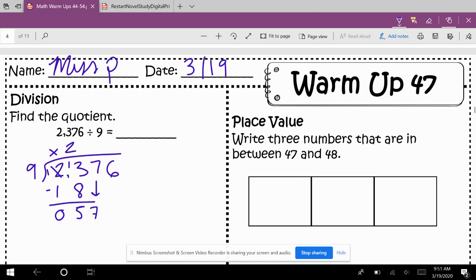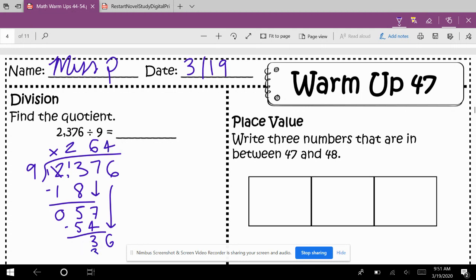So now we're looking at 57. How many times does 9 go into 57? Hopefully you guys are pretty good at your 9s. So I'm going to go with 9 times 6 is 54. Subtract that and we get 3. Bring down our last number, 36.